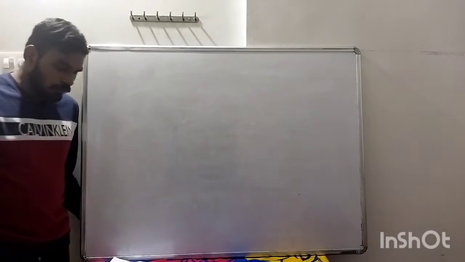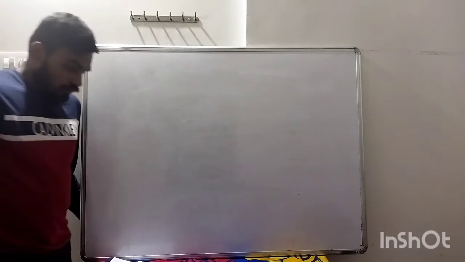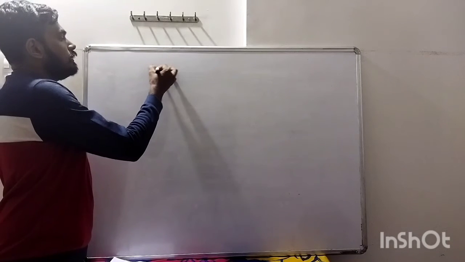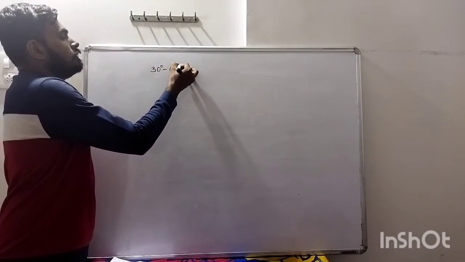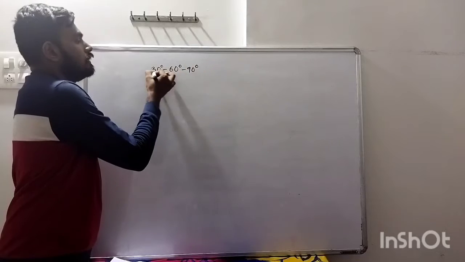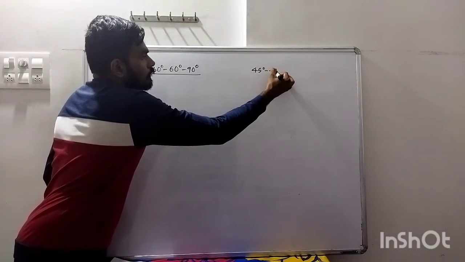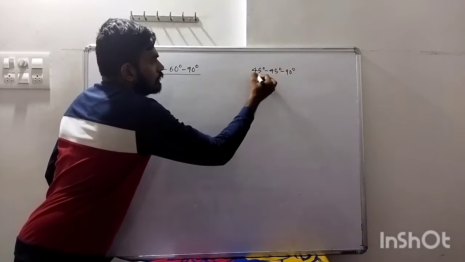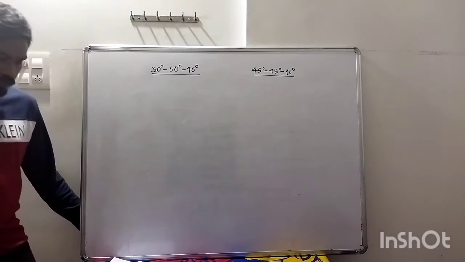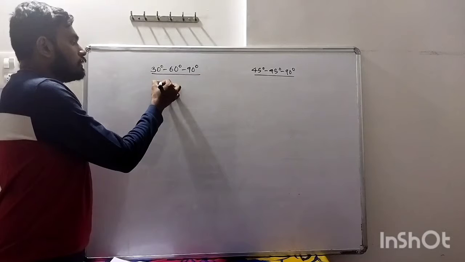Next thing we are going to learn is the triangles. This you have already learned in 10th standard. I am just revising. 30, 60, 90 triangle and 45, 45, 90 triangle. These two triangles we have already learned. I am just revising this now. So I draw a triangle here.